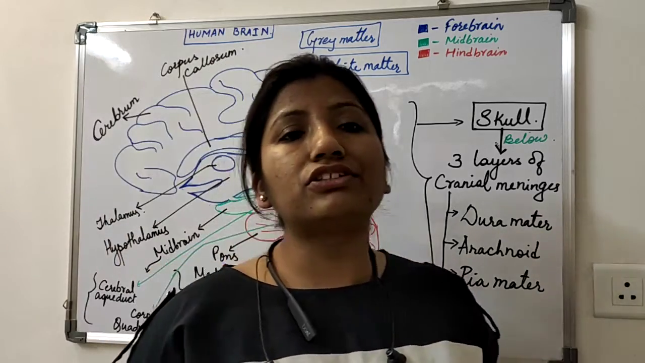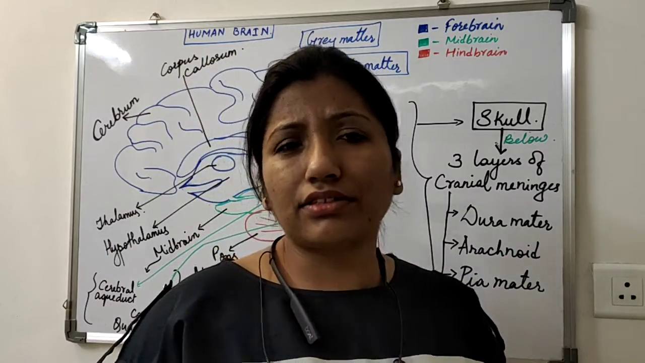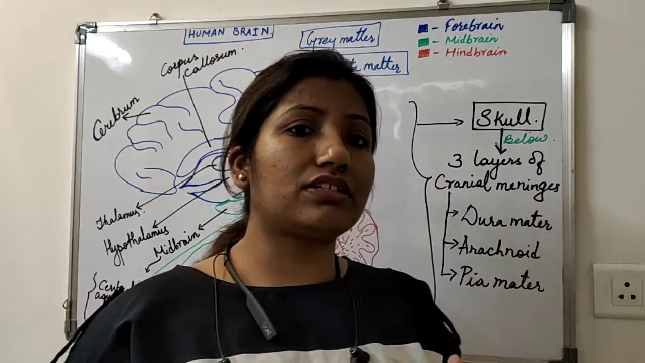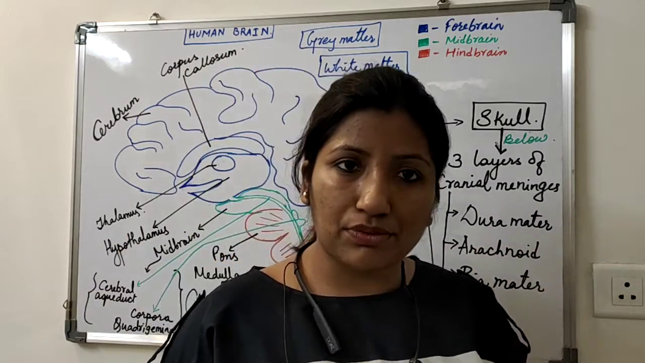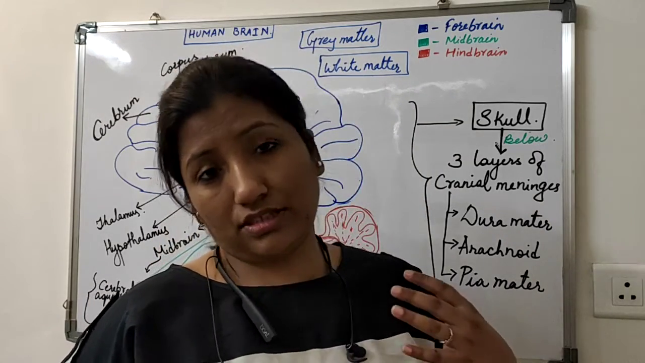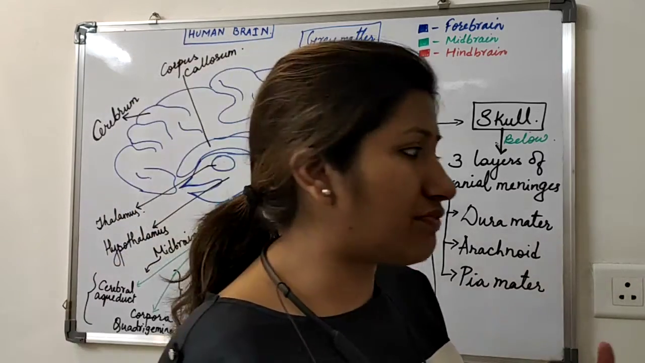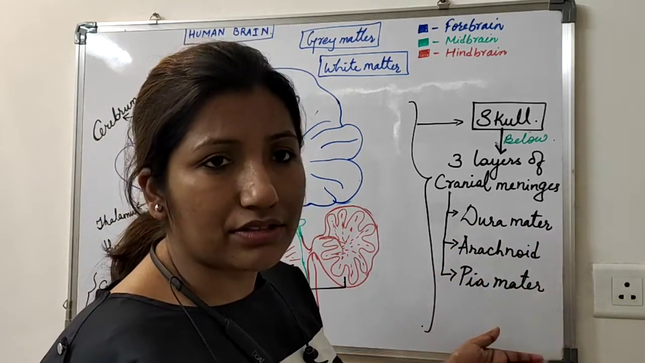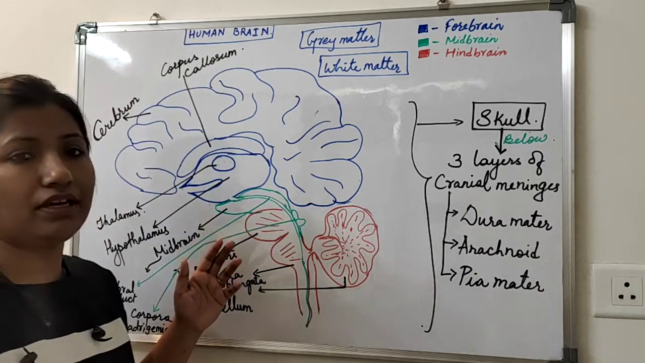But if it is a major injury like a car accident, or if a person falls down from a building, then these three layers will not protect the brain. If a person is struck by a truck or a high-speeding bike or vehicle, that person will not be protected by these three layers of the cranial meninges.